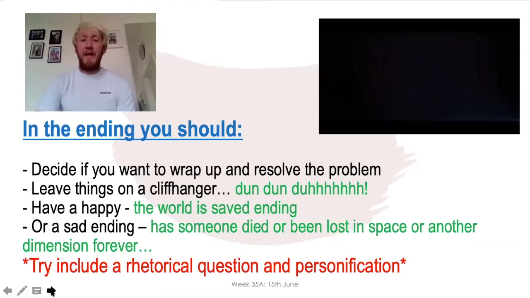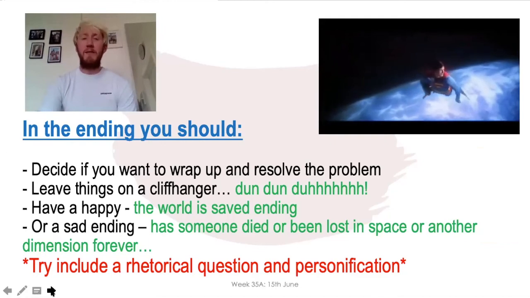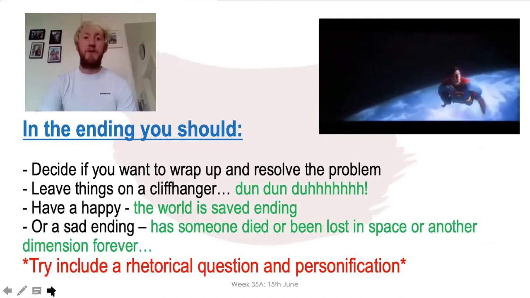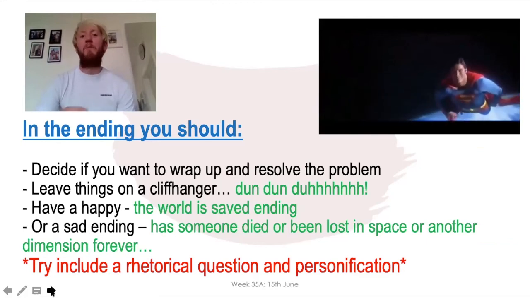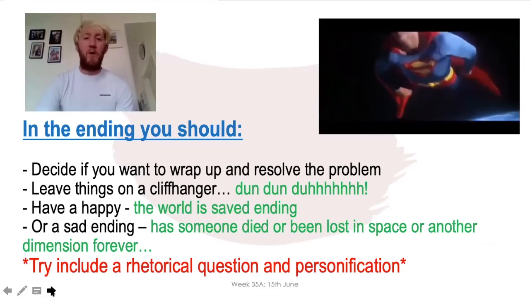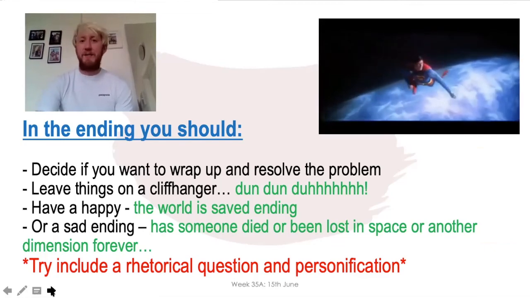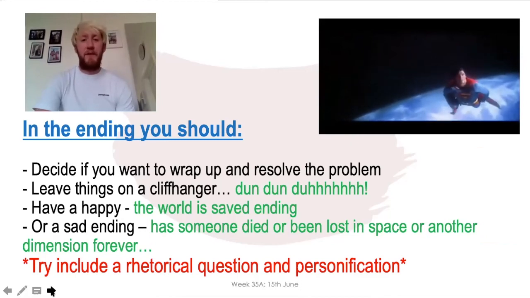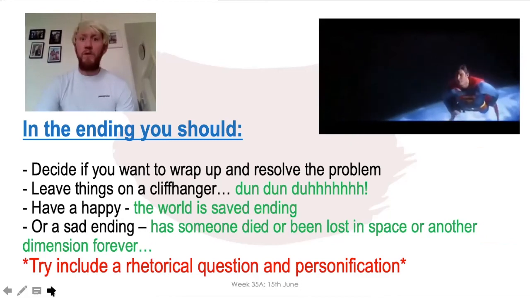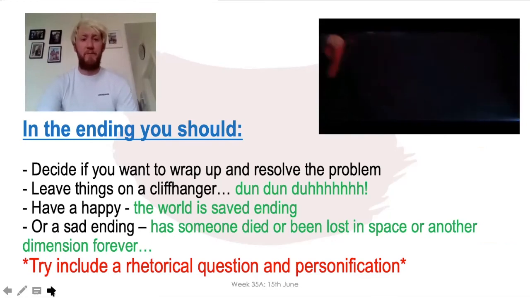Is he going to save the damsel in distress who was falling from a building? Or is he going to save the group of school children that are trapped on a bus teetering over the edge of a bridge or a cliff? Or are we going to lose lives? Are people going to die? Is disaster going to happen? Okay. Are you going to leave things on a cliffhanger for your audience? Leave them guessing, wanting them to find out what happens in the next story from your superhero?